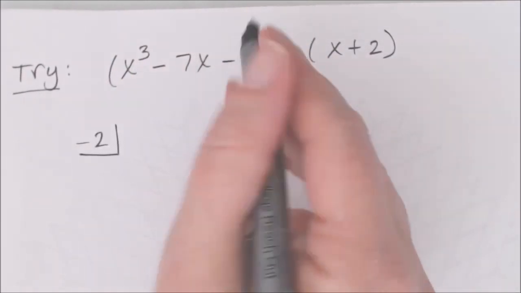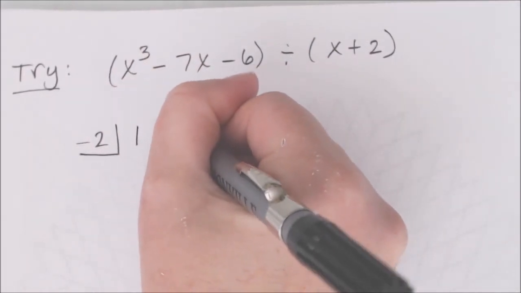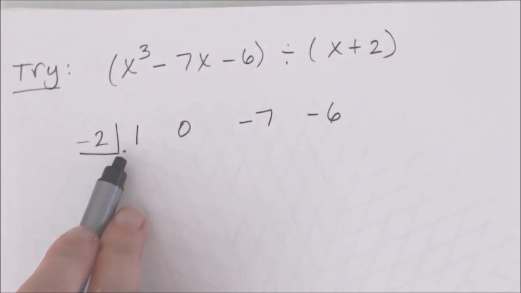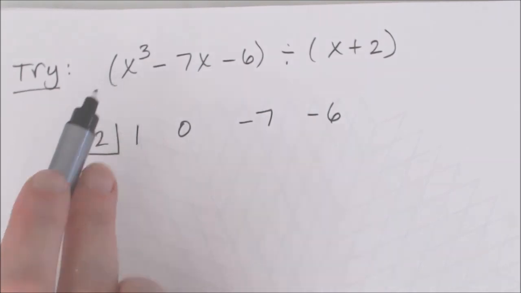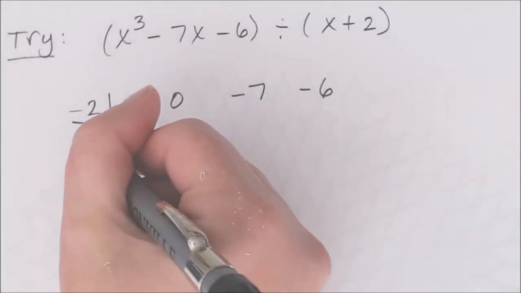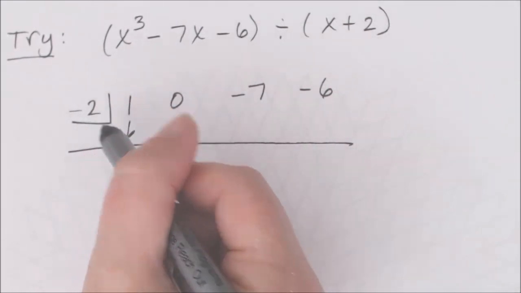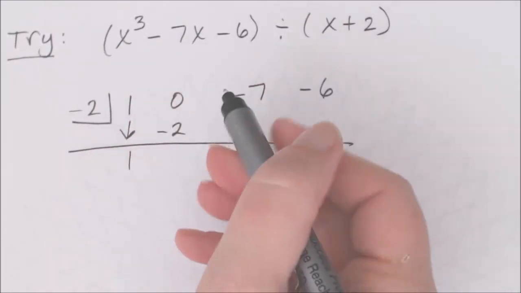Notice we need a placeholder again. So we have 1, 0, -7, -6. Make sure you see where that 1 came from. That was the coefficient on the x cubed term. Leave a space and then draw a line. Bring down the 1. -2 times 1 is -2.